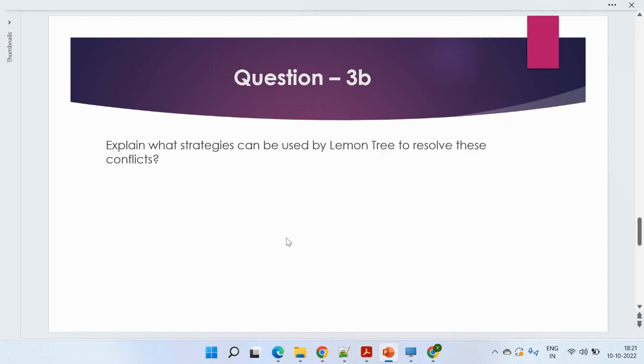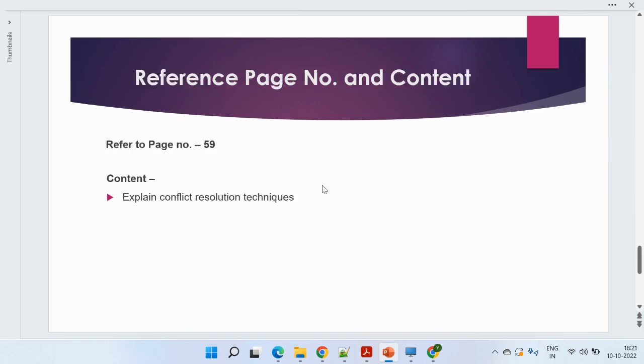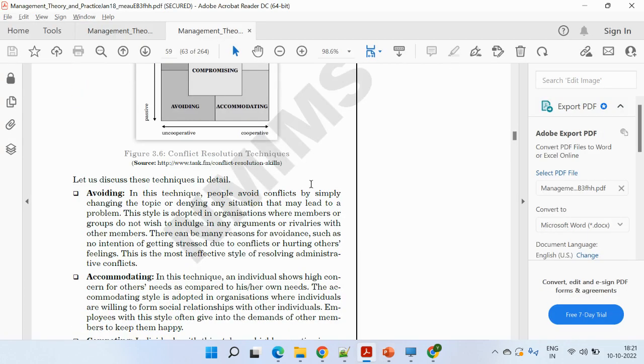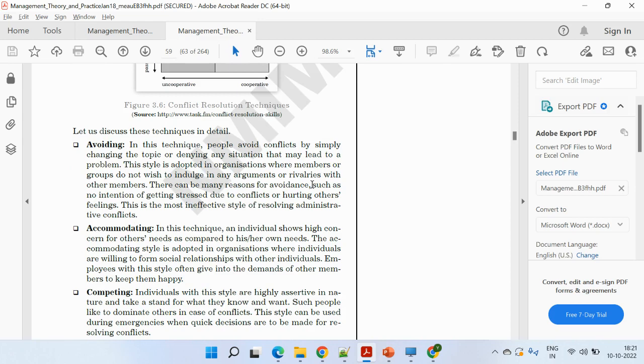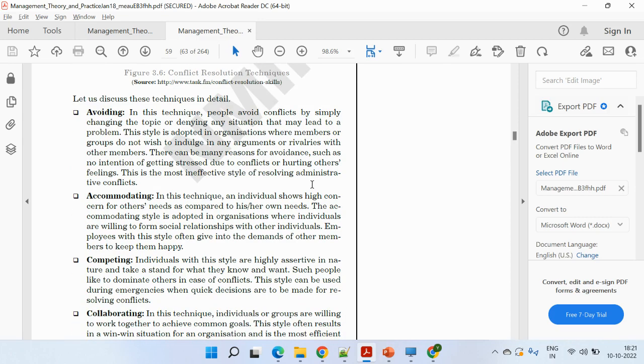Then the next part: explain what strategies can be used by Lemon Tree to resolve these conflicts. So if I talk about third B, it is already linked to the third question. In third B, we need to refer to page number 59, in which four techniques are specified. One is avoiding, second is accommodating, third is competing, and the fourth one is collaborating. Avoiding means you simply avoid that particular situation and you just move ahead.